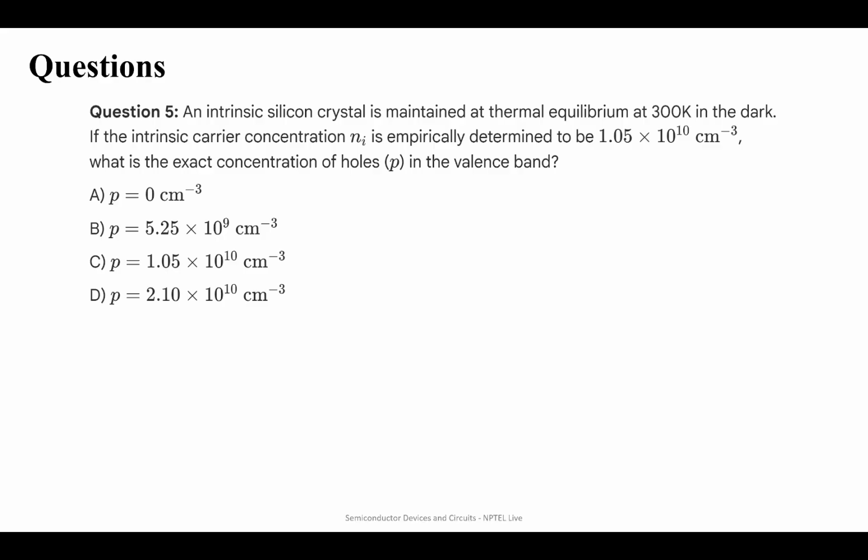An intrinsic silicon crystal is maintained at thermal equilibrium at 300 K in the dark. If the intrinsic carrier concentration ni is empirically determined to be 1.05 into 10 power 10 per centimeter cube, what is the exact concentration of holes, which is denoted by p, in the valence band? Option A, p equals 0 per centimeter cube. Option B, p equals 5.25 into 10 power 9 per centimeter cube. Option C, p equals 1.05 into 10 power 10 per centimeter cube. Option D, p equals 2.10 into 10 power 10 per centimeter cube.